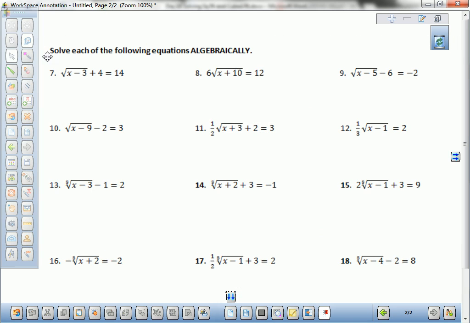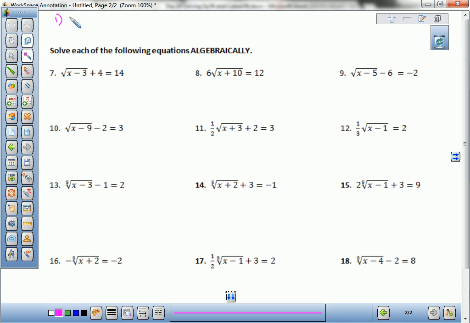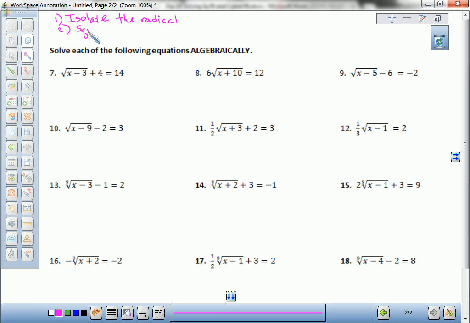Okay, so our rules that we've done for everything still work. We're going to isolate. First, we're going to isolate the radical. Okay? And then we're going to look, is it a square root or is it a cubed root? If we start off with a square root, we're going to square both sides. If we start off with a cubed root, we're going to cube both sides. And then we solve what's left. So these same steps work for almost every single problem we've done.